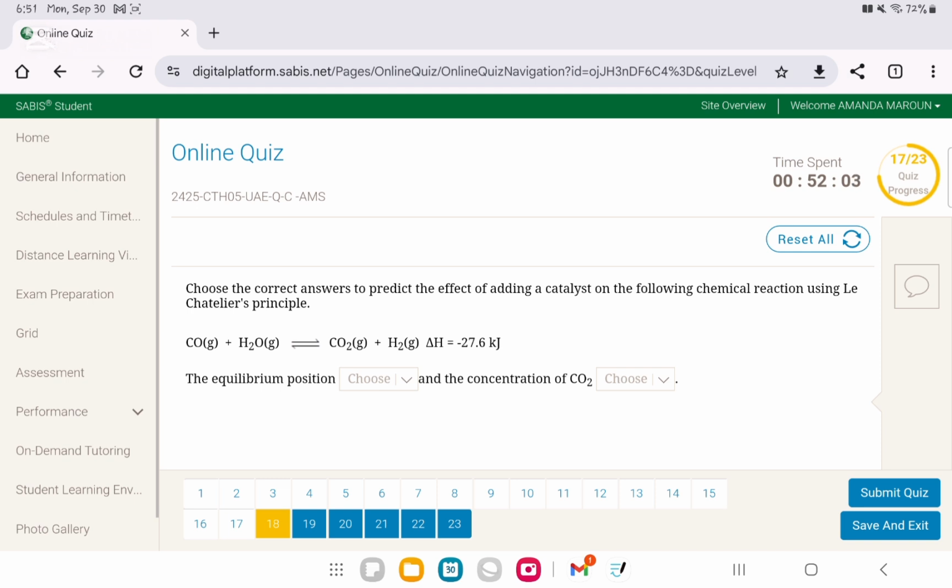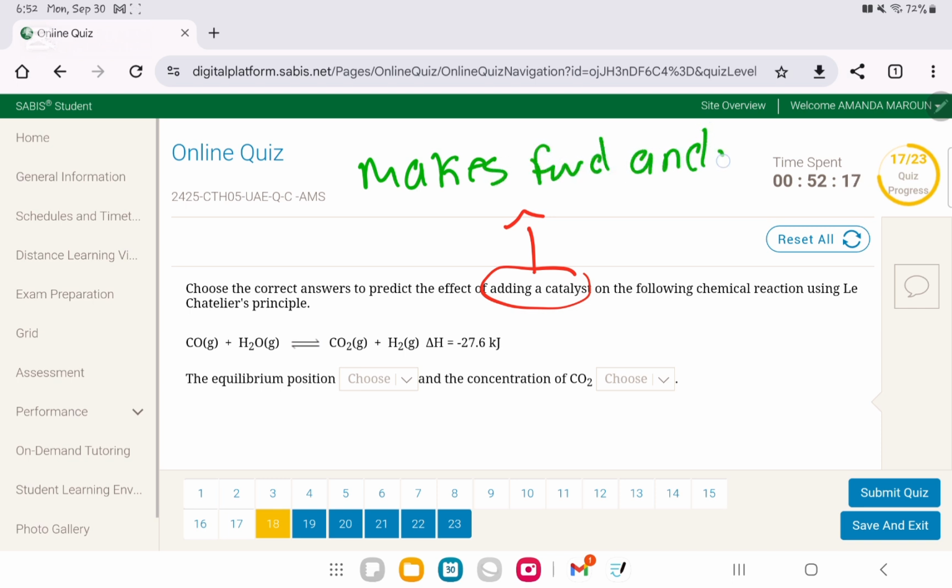Choose the correct answer to predict the effect of adding a catalyst. When you add a catalyst, it's not going to change anything in equilibrium. It only makes the forward and reverse, or backward, reactions faster. That's it. The catalyst will only make the forward and reverse, or the backward, reactions faster.